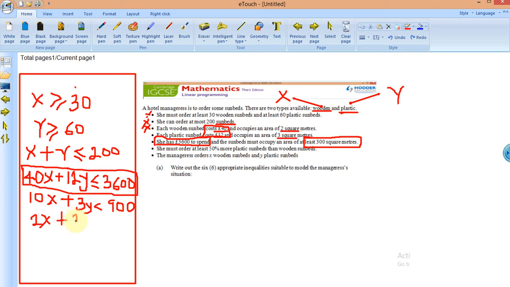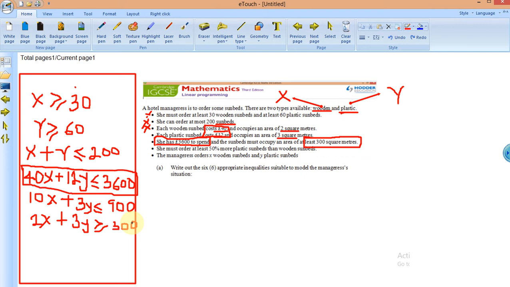Guys, hope you are following. There's something I missed out here. This should be less than or equal to. Let's continue. At least is the minimum, so it can go beyond that, so that will be greater than or equal to 300. So I have 5 inequalities altogether now. It's remaining 1 more, right?